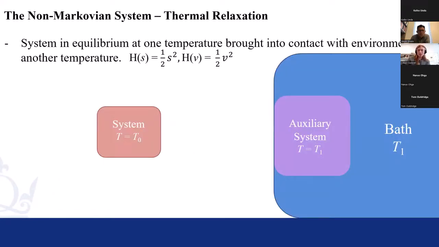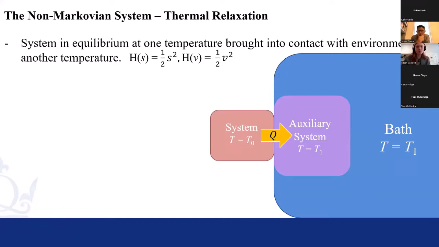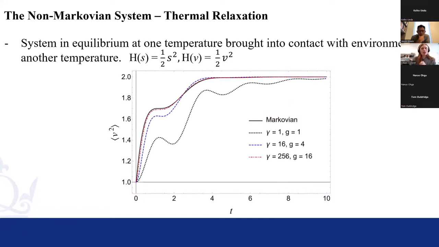So our first test case is thermal relaxation. The system is brought into instantaneous contact with the environment, the auxiliary system plus bath, in equilibrium with each other at a different temperature. And heat will flow, and we want to see what sort of statistics this heat flow obeys. So dynamically, the relaxation of the mean square velocity in the Markovian case is a solid line. In the non-Markovian cases, gradually getting more Markovian as the coupling constants are changed, are the dotted lines. And intuitively, there is a delay and there is some extra oscillation, extra feedback in the non-Markovian relaxation. We could have anticipated this.